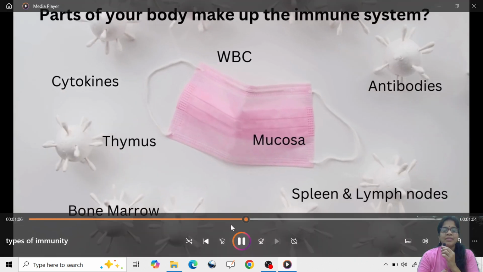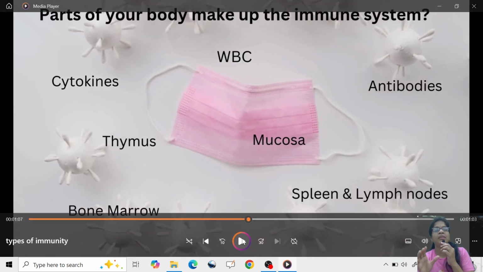Now let's see what parts of our body have that immune power. The very first thing that comes is WBC, white blood cells, right? You differentiate them into granulocytes and agranulocytes. Granulocytes include neutrophils, eosinophils and basophils.